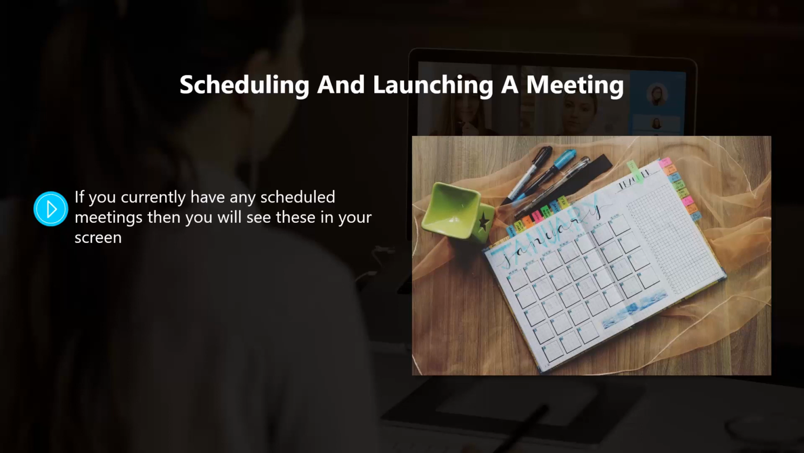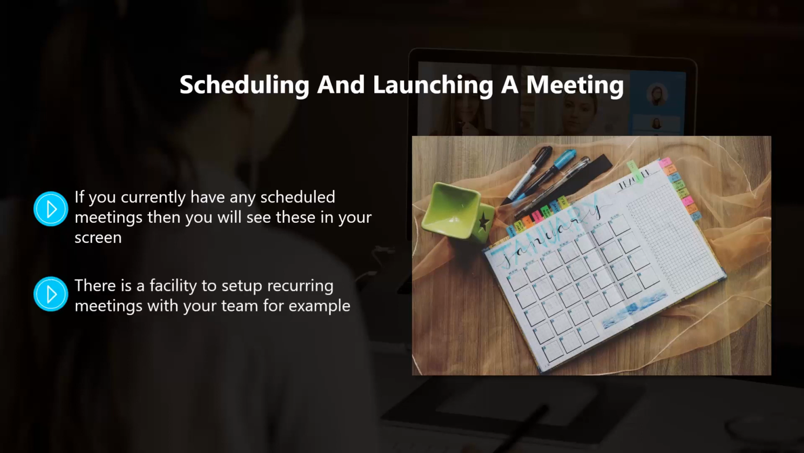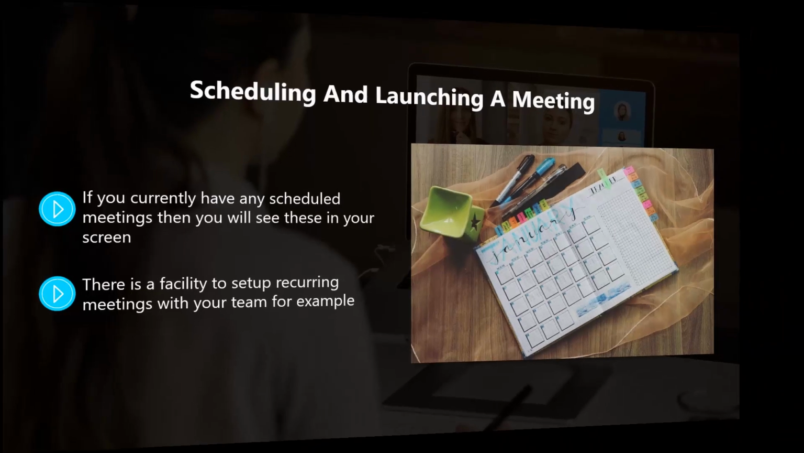Then you can set the meeting date and time. There is a facility to set up recurring meetings with your team, for example. Just tick the Recurring Meeting checkbox located under the Time Zone tab. You will be prompted to select the regularity of the meetings, either monthly, weekly, or daily. Just save everything, and your meeting is ready to go.